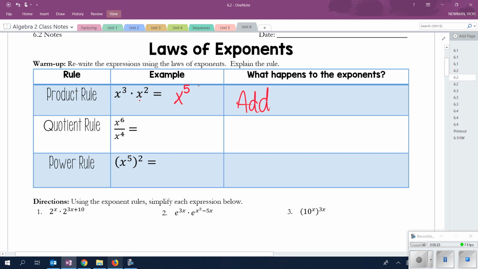Quotient rule. If you have two things with the same base being divided, what do you do with their exponents? So you subtract them. And it's top minus bottom. So 6 minus 4 is x squared. And the power rule, when you have a power to another power, what do you do? You multiply. So x to the 10th.